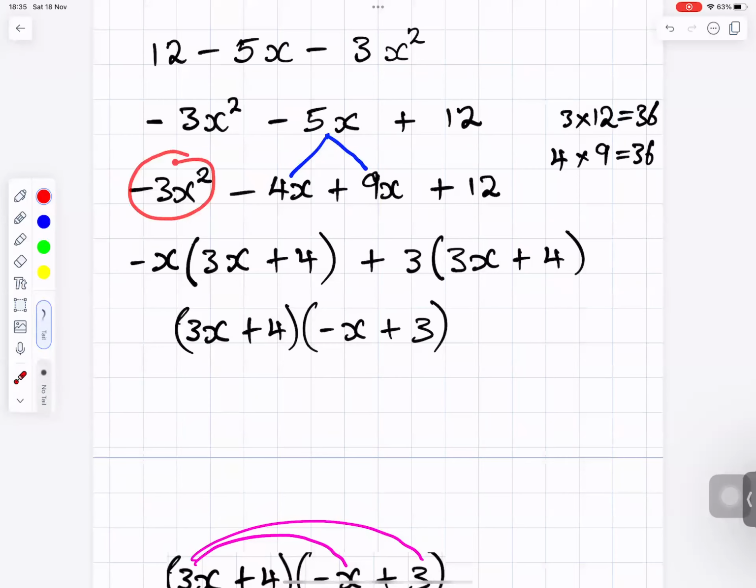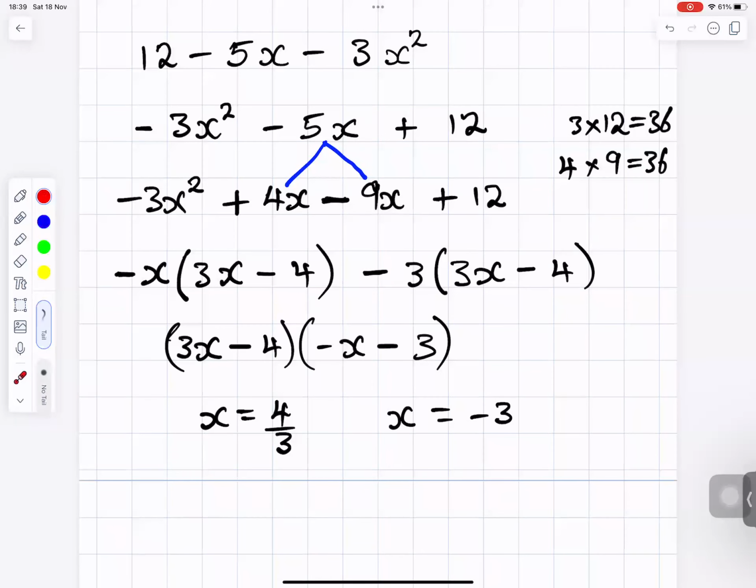So minus 3x squared, you bring it in the front. Minus 5x, we replace it with... so we want to factorize this quadratic. So we put the minus 3x squared in front, and the minus 5x in the middle, and the plus 12 at the end. So 3 times 12, it gives you 36. So we use factors of 36 that would split them. So we use 4 and 9. So we would use plus 4 and minus 9, because 4 minus 9 gives you minus 5.